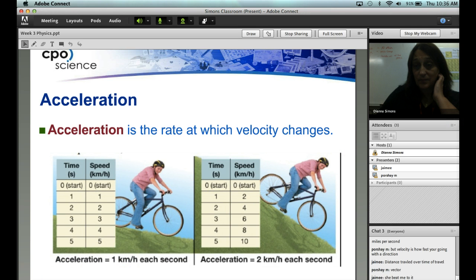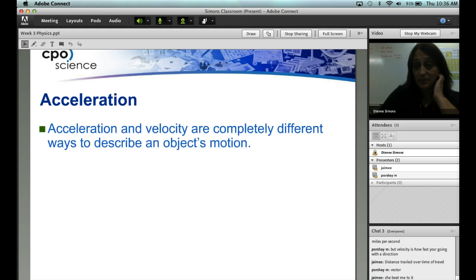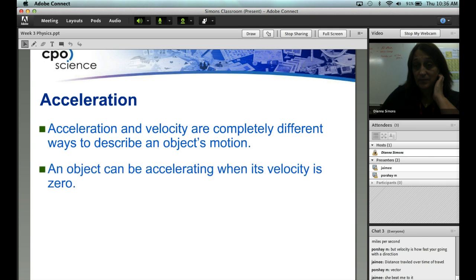All right. So acceleration and velocity are completely different ways to describe the way something is moving. Now, an object can be accelerated even when its velocity is 0. And by that, I mean, if you think about this, when you throw a ball, so I'm going to put it up here. I don't know if this will even work. Okay, so I'm going to throw a ball. This isn't working.